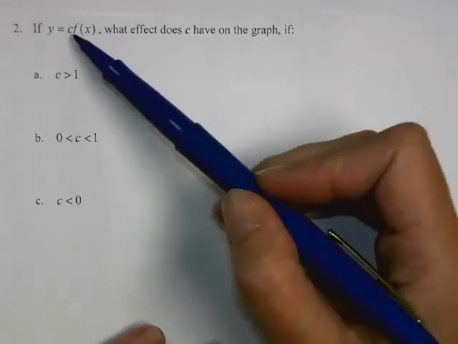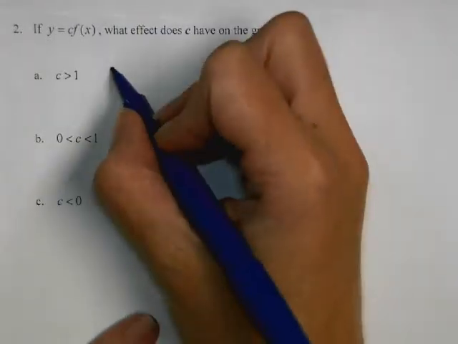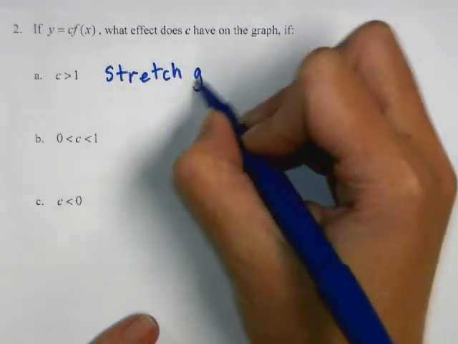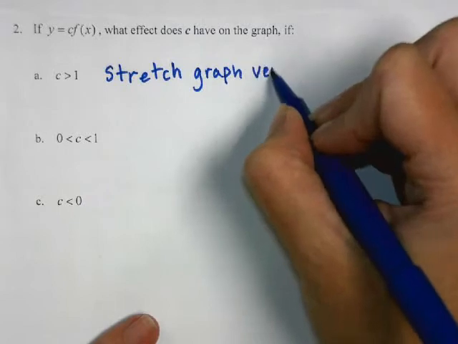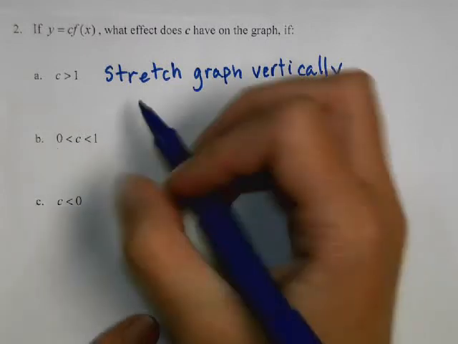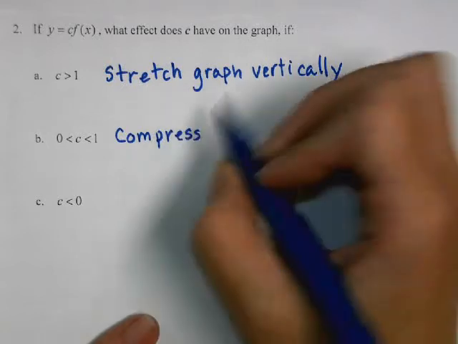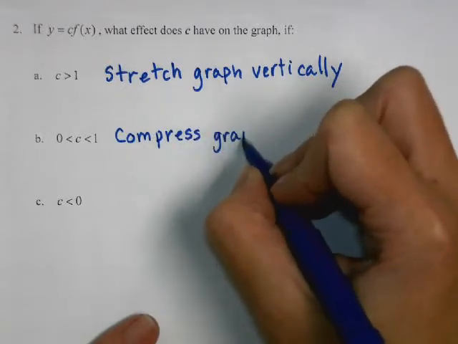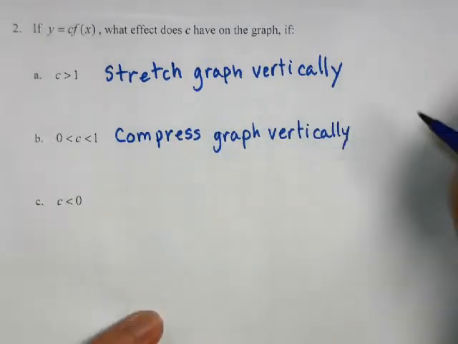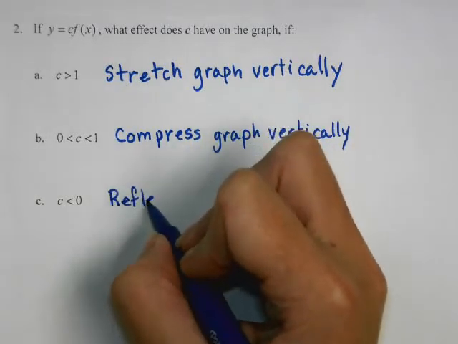So now we're going to make a conclusion. If we multiply the function on the outside, if it's greater than 1, it's going to stretch the graph vertically. It's going to pull it away from the x-axis. If it's between 0 and 1, it's going to compress the graph vertically. It pushes it towards the x-axis. And if it's less than 0, it's going to reflect over the x-axis.